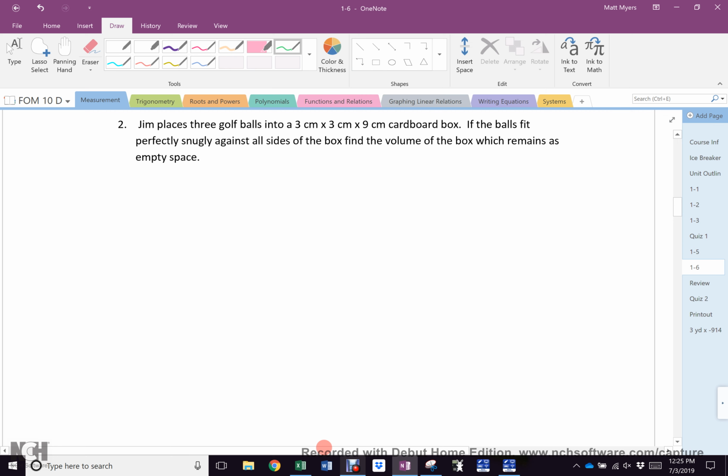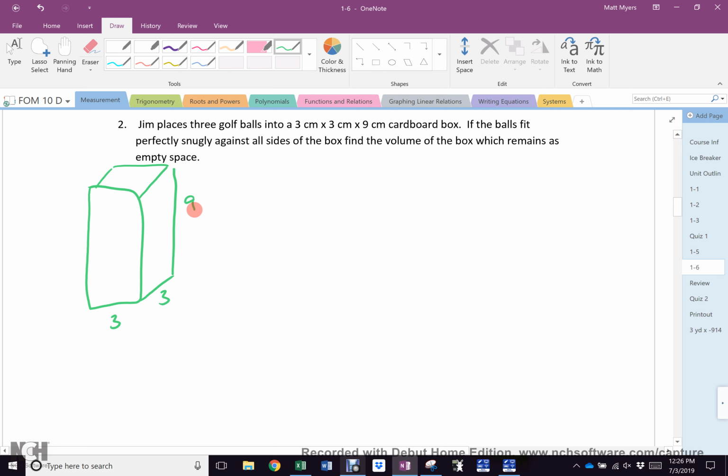So let's talk about this. How am I going to work this out? What math is happening here? What do I have? I got a cardboard box. What shape's a cardboard box? I got a rectangular prism. That rectangular prism is 3 by 3 by 9, right?